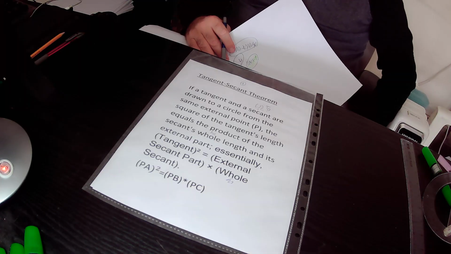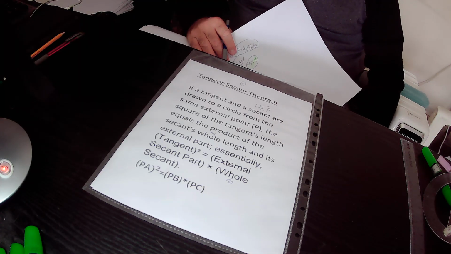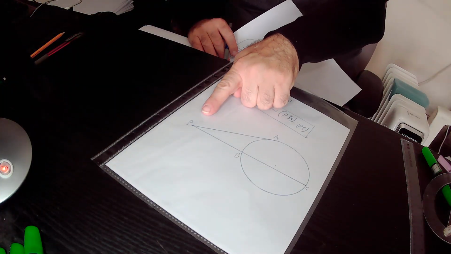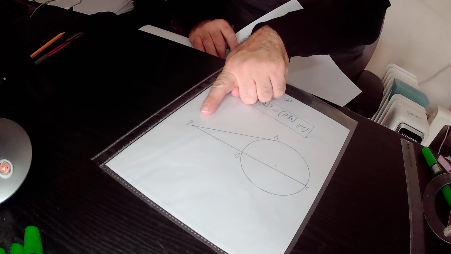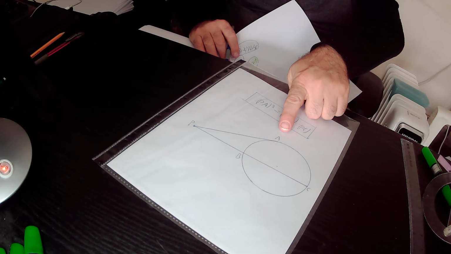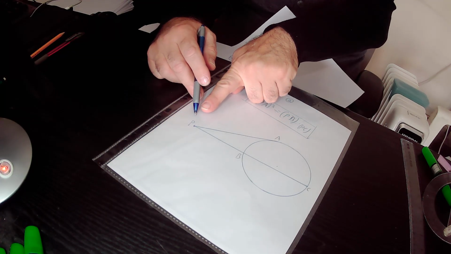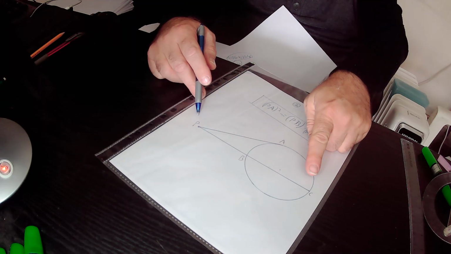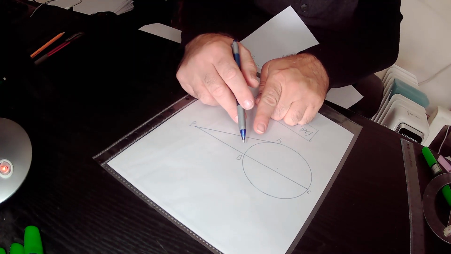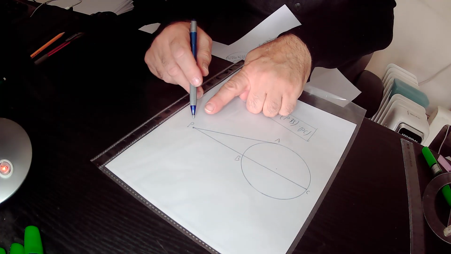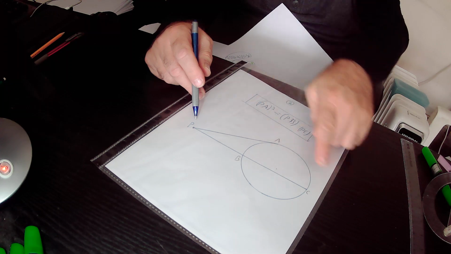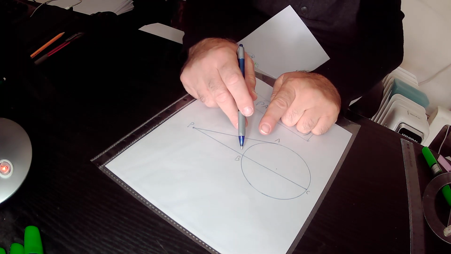The tangent secant theorem applies if a tangent and a secant are drawn to a circle from the same external point. This is the common external point P. From this common external point P, we have tangent PA, that is tangent to this circle at point A. Likewise, from the same common external point P, we have secant PC that cuts the circle at two points B and C.